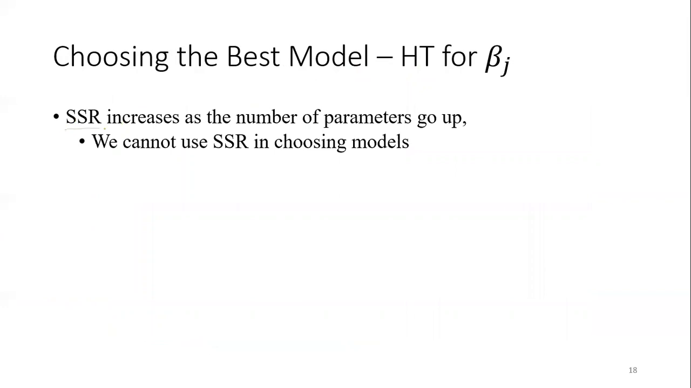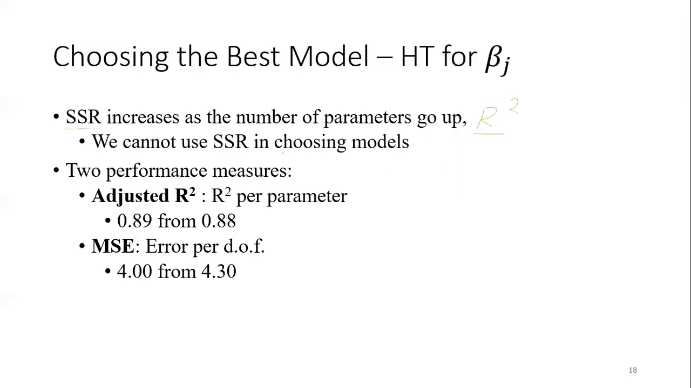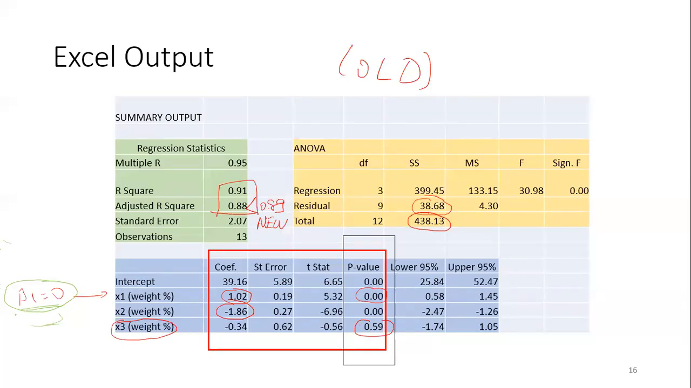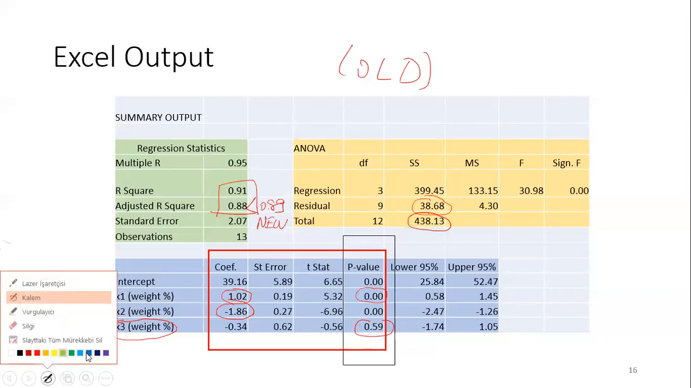So the SSR increases as the number of parameters goes up. In fact, this is very parallel to R square. So we cannot use SSR directly in choosing a model. We have two performance measures: adjusted R square, and the mean square error. The mean square error, what was it? It was SSE divided by the degrees of freedom, and the degrees of freedom, remember, was n minus k minus 1. So just look at the previous model.